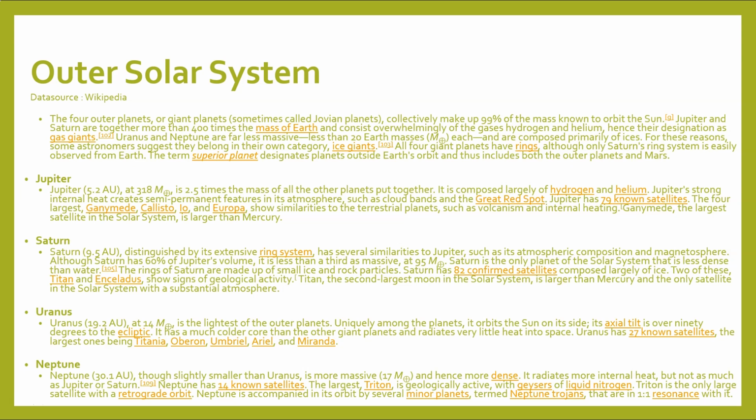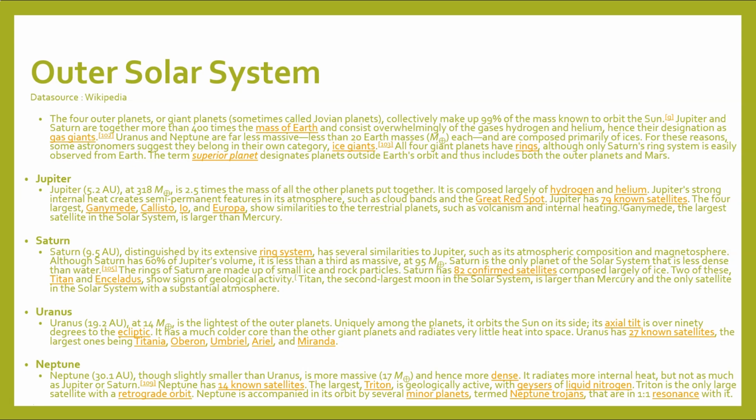Uranus and Neptune are far less massive, each less than 20 times the mass of Earth, and are composed primarily of ice. For these reasons, some astronomers suggest that they belong to their own category of ice giants. All four giant planets have rings, although Saturn's ring system is the only one easily observed from Earth. The term superior planet designates planets outside Earth's orbit and thus includes both the outer planets and Mars.